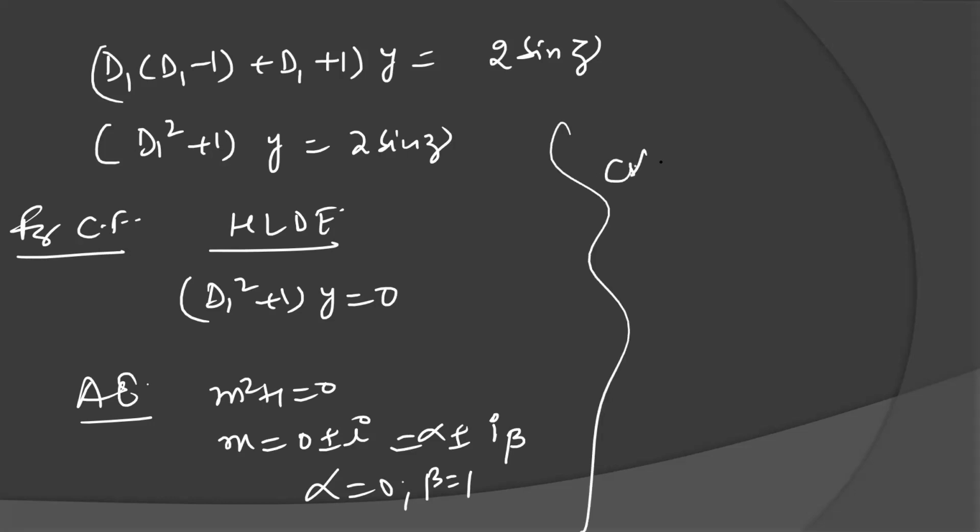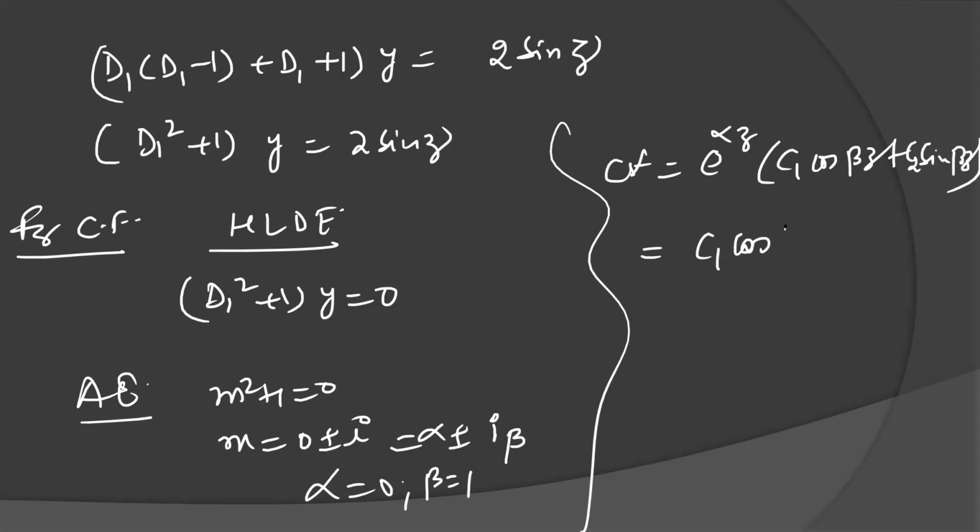So your complementary function is e to the power alpha z, (c1 cos beta z plus c2 sin beta z), because z is the independent variable. Put the value of alpha, beta and z: c1 cos of beta, which is 1, z is actually log (1 plus x), plus c2 sin log (1 plus x). We have just put the value of z and the values of alpha and beta. So this is your CF.